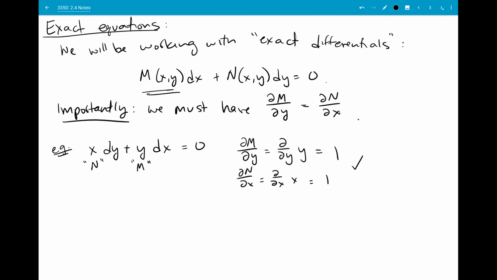Because M can be a function of x and y and N can be a function of x and y, it's actually going to turn out that a lot more equations than just separable ones are going to be exact. But the special property does have to hold. And to understand why the property matters, I'm going to ask you to think back on Calc 3.